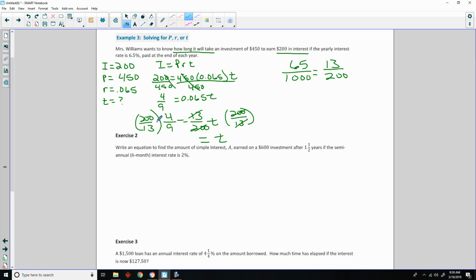Okay, so if I just multiply across, that'd be 800 divided by 9 times 13. 9 times 13 is 117. So therefore, my t is going to equal 7 point something. Hey Siri, what's 800 divided by 117? 800 divided by 117 is about 6.8376.